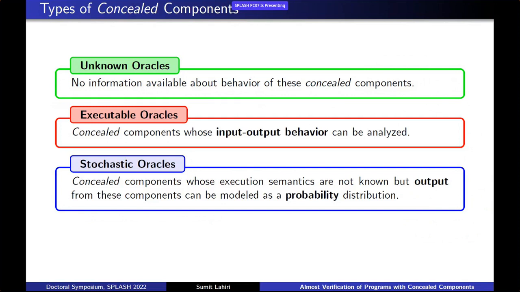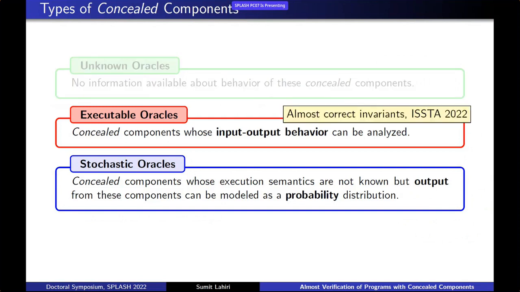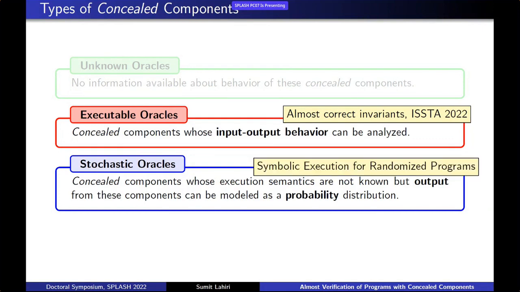However, for today's talk, I'll omit discussing unknown oracles and I'll start off directly with executable oracles. I'll first be presenting our first work on almost correct invariants. It got published in ISSTA 2022 this year. And the next one is symbolic execution for randomized programs, which got accepted this year in ISSTA for this very session.